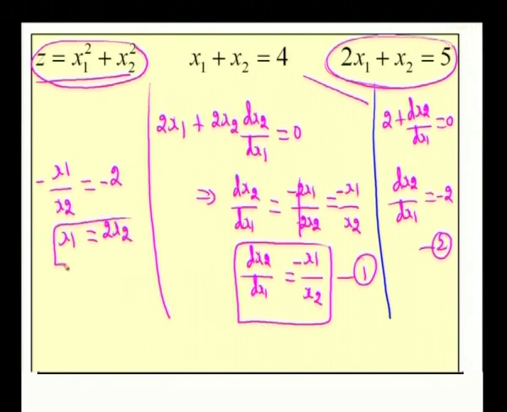Now, with this value of x1 equal to 2x2, the equation 2x1 plus x2 equal to 5 becomes 4x2 plus x2 equal to 5. So, it will become 5x2 equal to 5. From this, we will get x2 equal to 1.